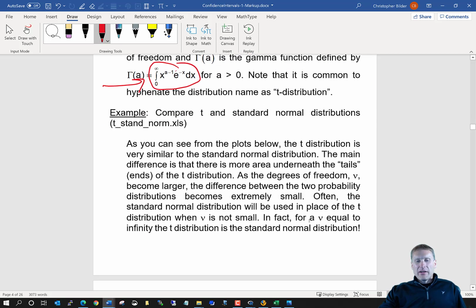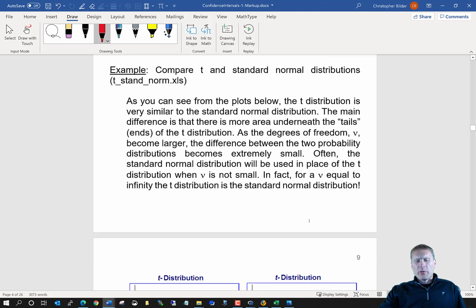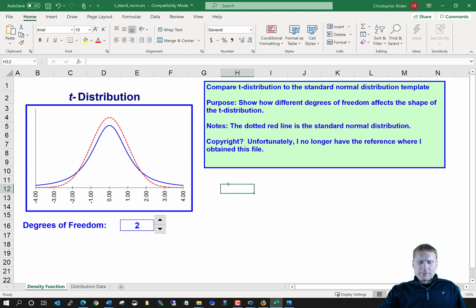Okay, so to help you understand what the t-distribution looks like, I have this old Excel file that allows you to examine it relative to the standard normal. So in red here, we have the standard normal distribution. In blue here, we have this t-distribution, and in this particular case, with 2 degrees of freedom. So nu, that Greek letter, is equal to 2 in our expression.